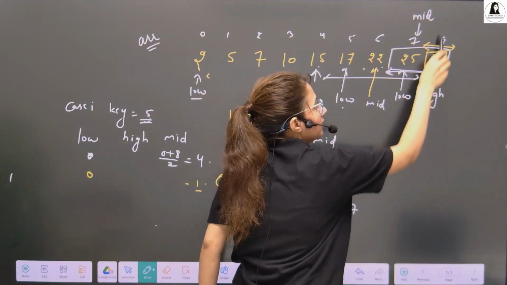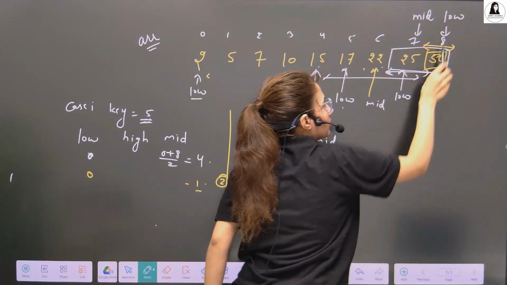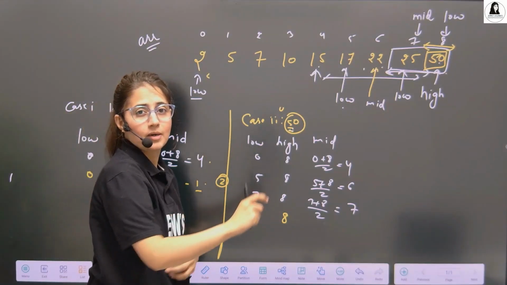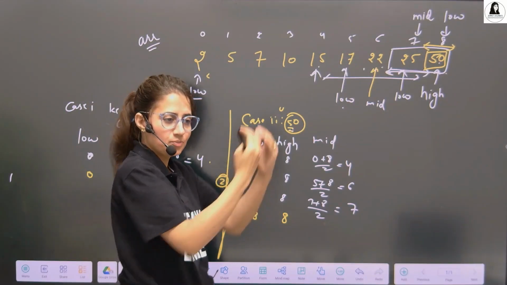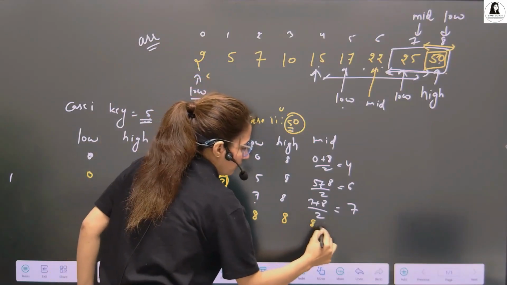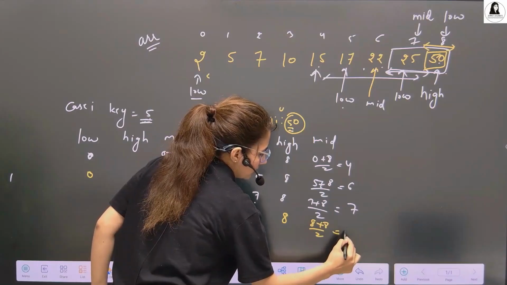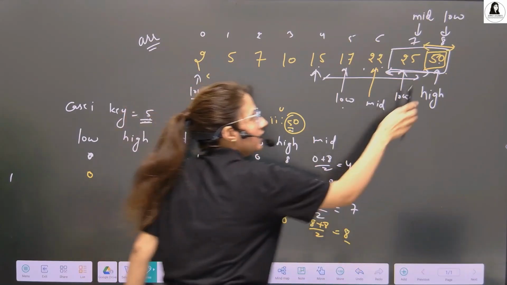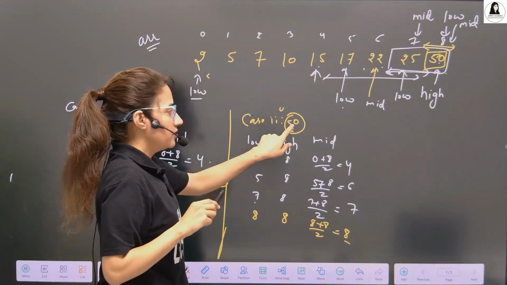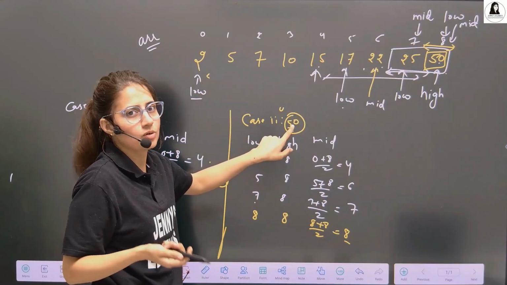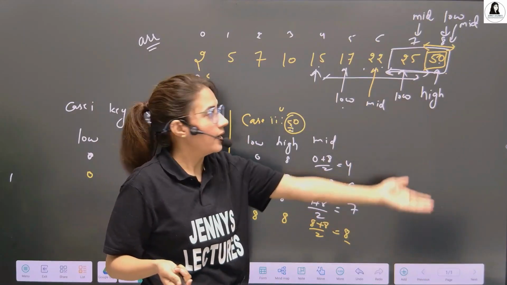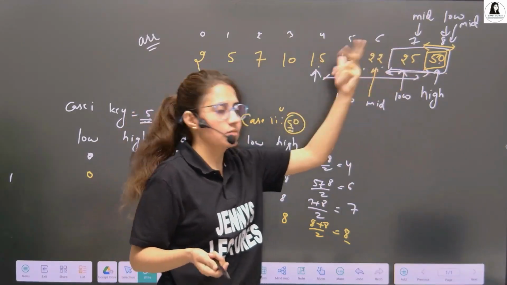So now high is here, low is also here, pointing to the same element, because our search space has been reduced to 1. Now again find out mid: 8 plus 8 divided by 2, that is 8. Mid is also at the same position. Now compare, is this equal to the key? Yes. So return mid. Mid is what? 8. So it will return 8. And we know that at the 8th index there is 50.